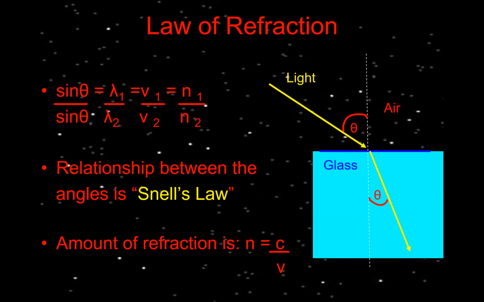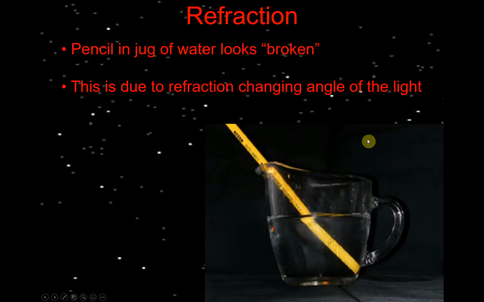You don't need to know Snell's law as such, but this is the scientific law that actually determines how much light will be bent by different densities of material. So here's light coming in at an angle to this piece of glass. As it travels into the piece of glass, it will move at a different angle in the glass to the air. And that's the principle of refraction.